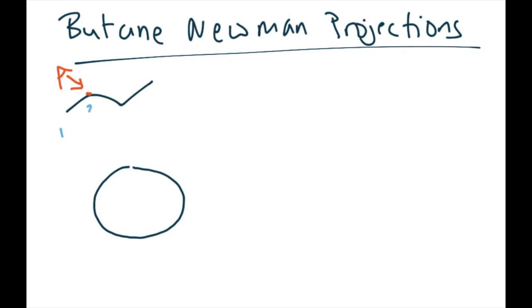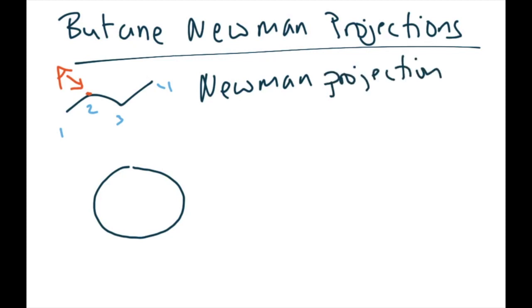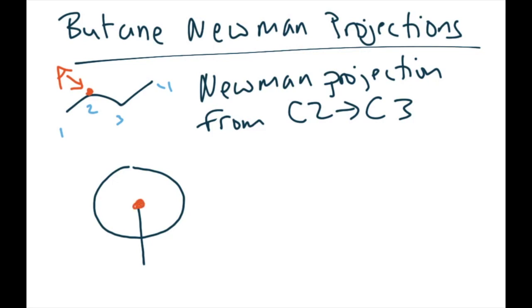So again, crappy eyeball, we're looking at this carbon back to this one. If we number them 1, 2, 3, 4, we're going to do a Newman projection from C2 to C3. So we're going to do our Newman projection with carbon 2 in the front, looking back to carbon 3. So carbon 2 right here, what does carbon 2 have on it? It has the methyl group that is carbon 1, and then it has a hydrogen and a hydrogen coming off of it.